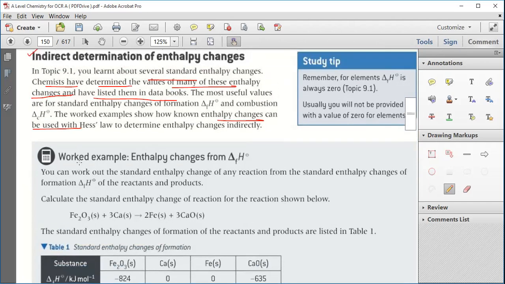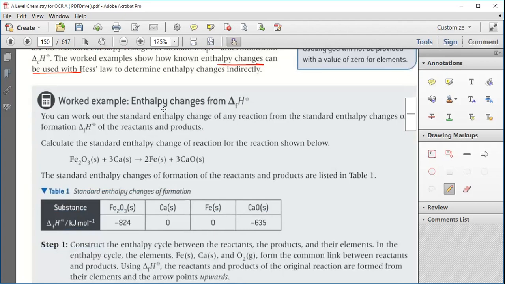The worked example will show how the enthalpy changes are used in Hess's law to determine the enthalpy change indirectly. Now see, enthalpy changes from delta HF. Delta HF means formation reaction. Now there is a chemical reaction: Fe2O3 plus 3 calcium gives you Fe plus CaO. Fe2O3 reacts with calcium and a single displacement reaction is going on. Now the standard enthalpy of Fe2O3 is minus 284. Calcium is 0 because it is in its elemental state. Iron is also in its elemental state, so it will be 0. And calcium oxide is minus 635. Clear? Now you can see this reaction is already balanced.